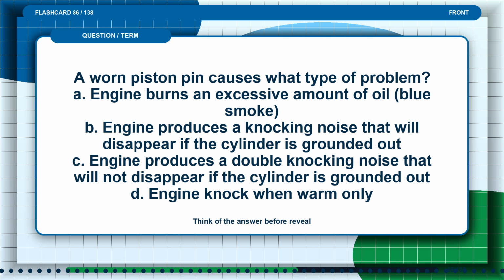Flashcard 86. A worn piston pin causes what type of problem? A. Engine burns an excessive amount of oil, blue smoke. B. Engine produces a knocking noise that will disappear if the cylinder is grounded out. C. Engine produces a double knocking noise that will not disappear if the cylinder is grounded out. D. Engine knock when warm only. Pause and think of the answer before the reveal.